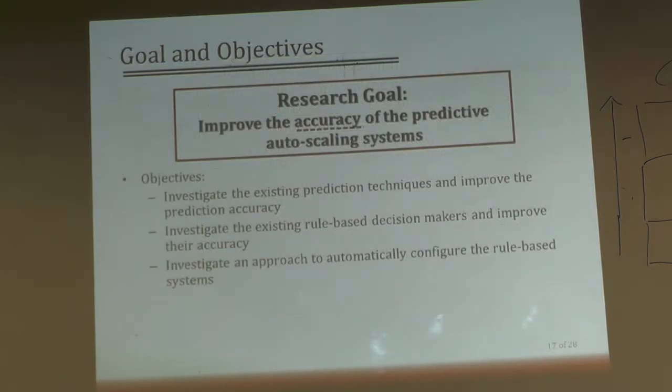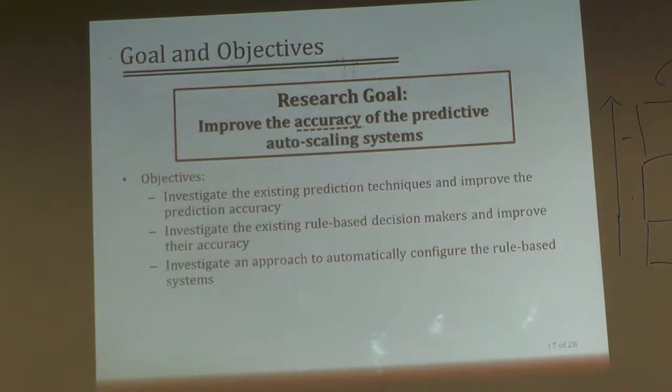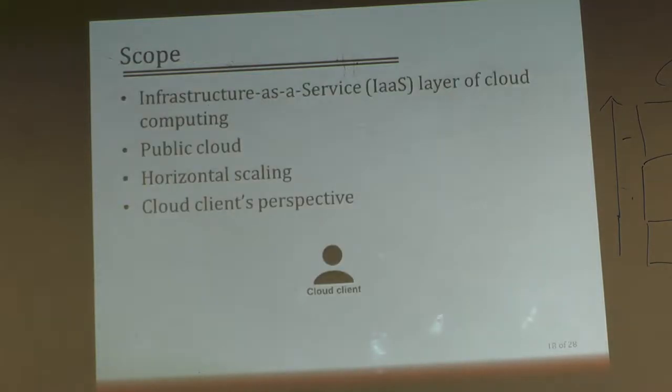Okay? Then the third objective is to investigate an approach that automatically configures the rule-based systems. Right now you don't have that. There's no automatic configuration for rule-based system. And then number 4, investigate the impact of database tier capacity on the business tier scaling. I will explain that later.